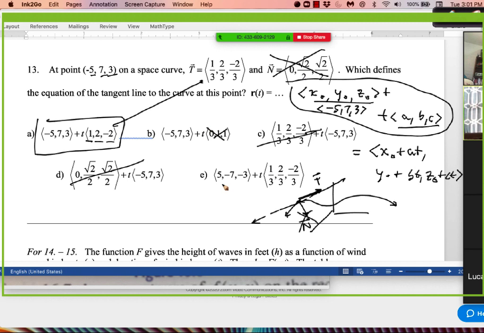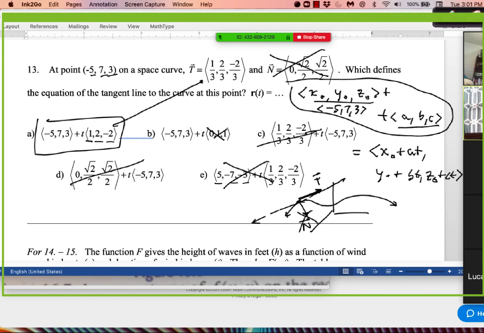Oh, this is the wrong point. This is not right, because this is not the point. This is the opposite of the point. This is -5. Yeah, so this doesn't work. That one threw me for a loop for a second. I was like, is that a typo? No, we're using the point in question. You can't take the opposite of the point, because that's a location. So you can't do that. So the answer is A.